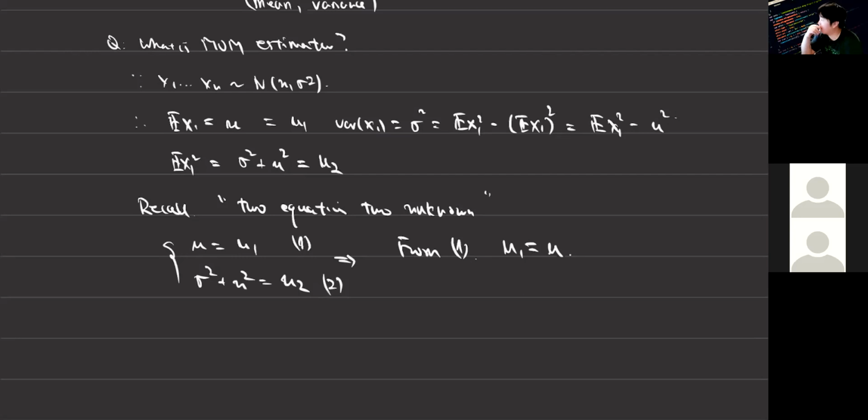All right, let me just double check a little bit. Yes, you can just plug in. Plug 1 into 2 to get mu2 is sigma hat squared plus mu hat squared.